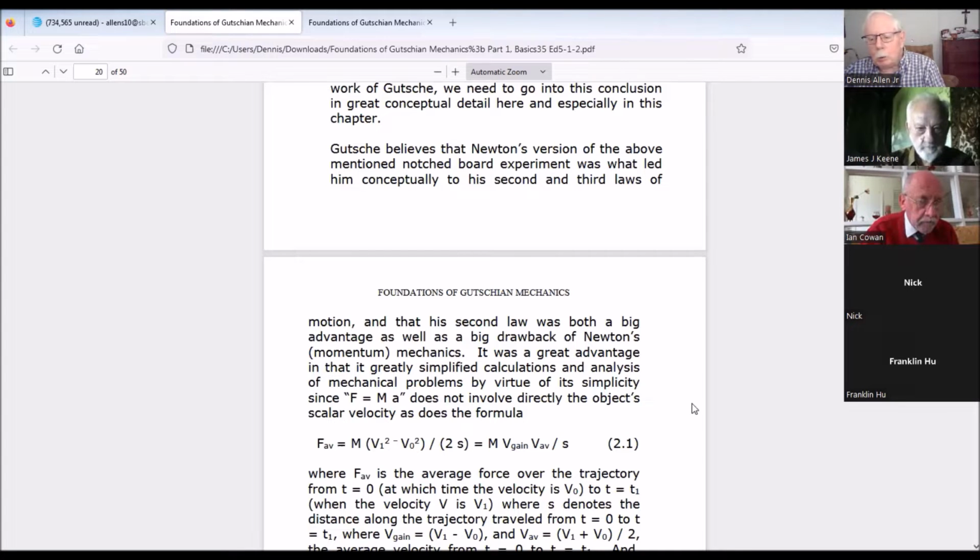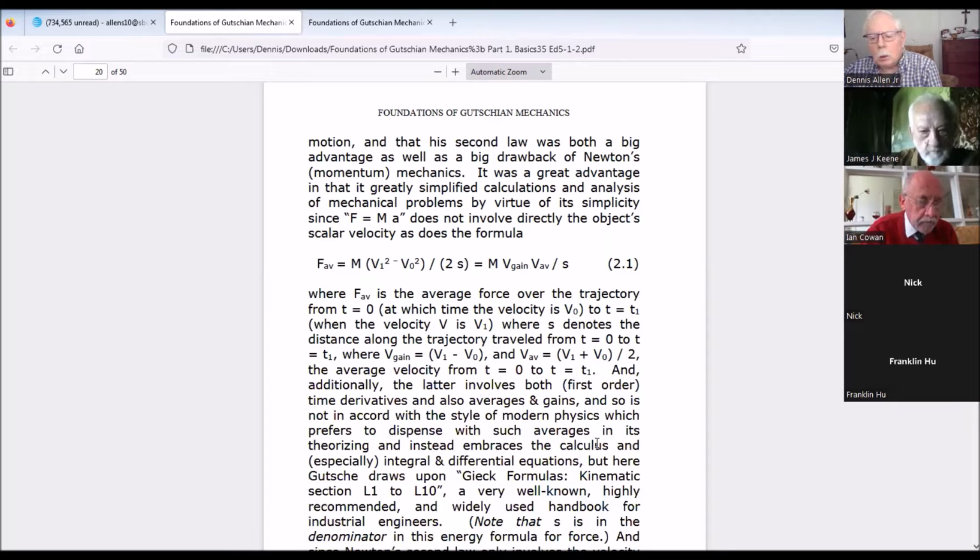Here's a typical one of his formulas for force. The average force is equal to the mass times the difference between the initial velocity subtracted from the terminal velocity divided by twice the distance. And here's the thing he pointed out. This is equal to m times the velocity gain, that is v1 minus v2, times the average velocity, which is v1 plus v2 over 2, all divided by distance in the denominator. So, that's how he looks at force. Time is not in the denominator, distance is in the denominator.